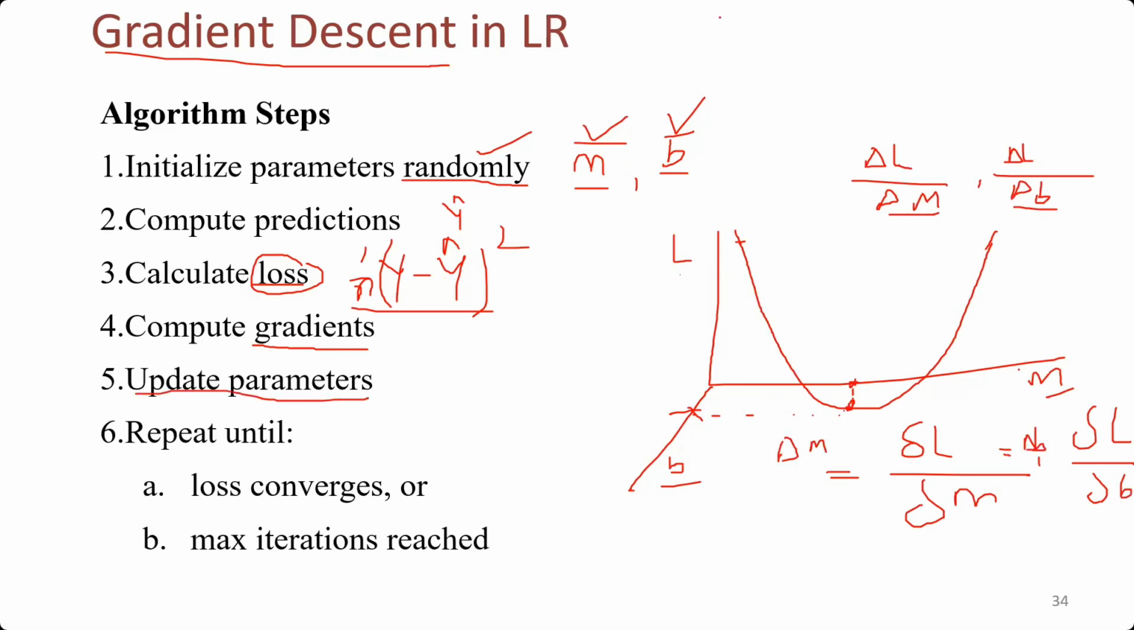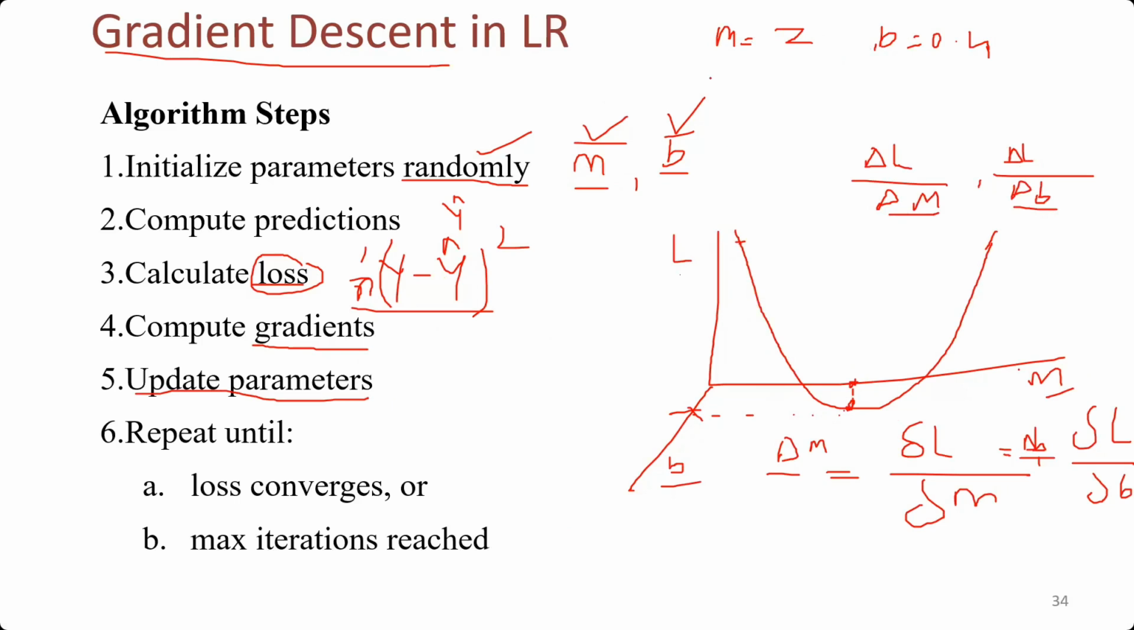So initially let's say that I am using m equals 2. I'm assuming m equals 2 and b is some random value, 0.4. Now this change in m and change in b will give me the updated value of m and the updated value of b. At a time I can get the updated value of m, and the other value can be calculated by putting this value of m into the equation y equals mx plus b.